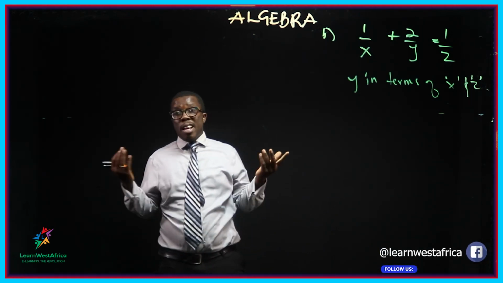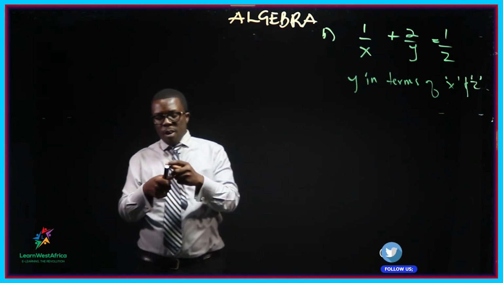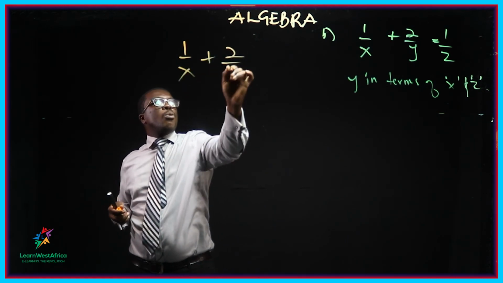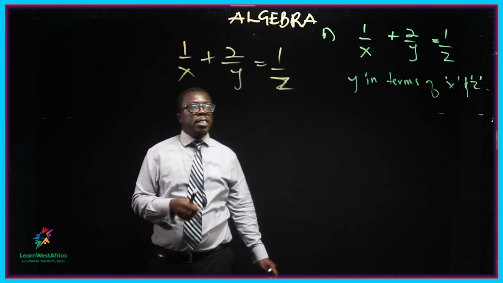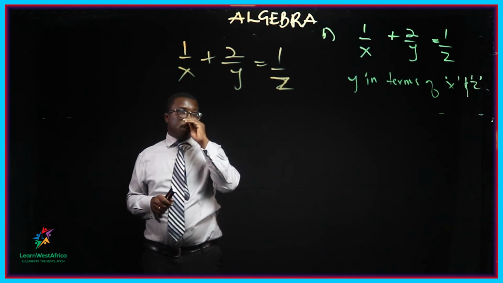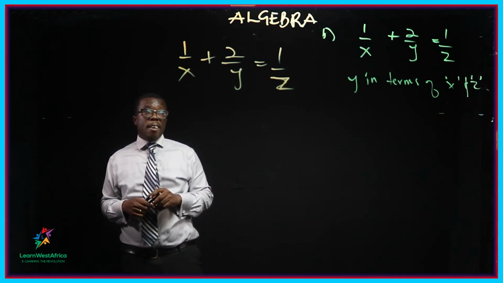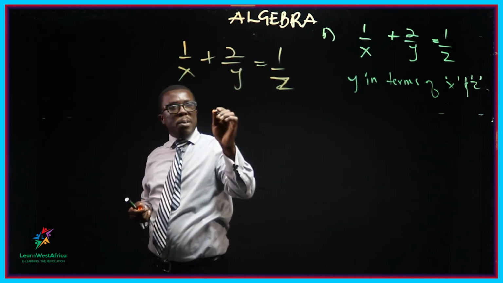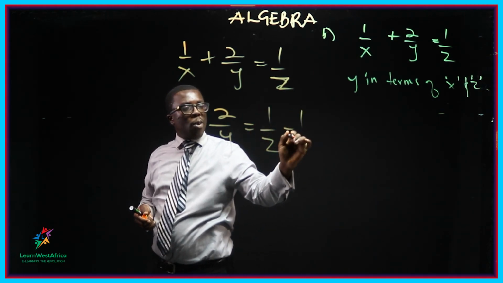Simple. We change the subject of the formula. We look for the LCM. So 1 over x plus 2 over y is equal to 1 over z. Let's make y the subject. Which means we have 2 over y is equal to 1 over z minus 1 over x.